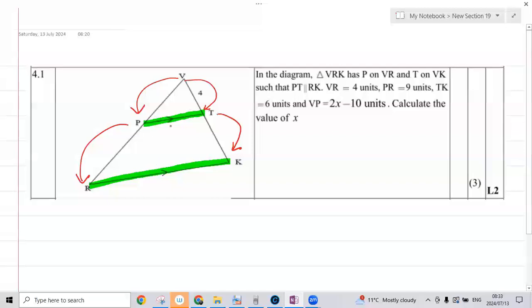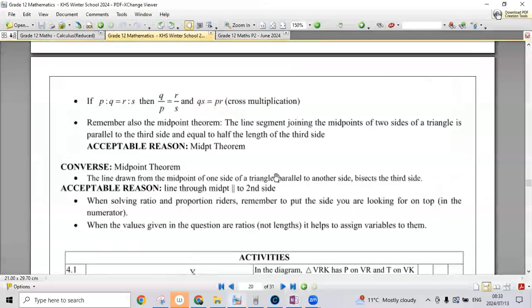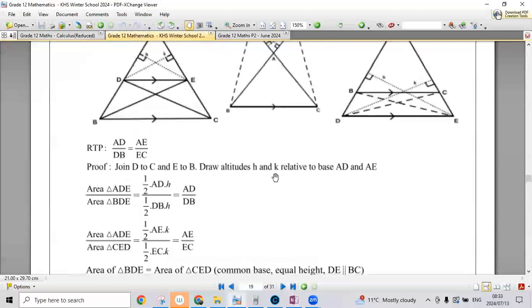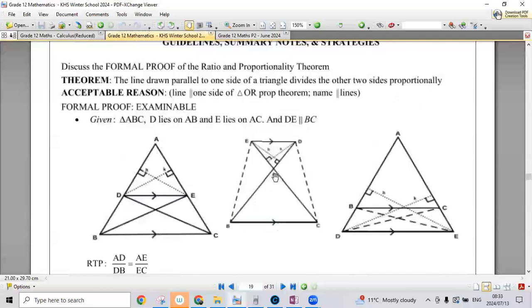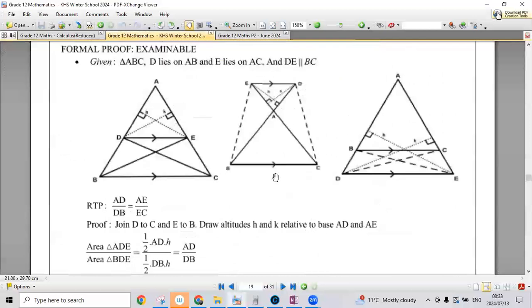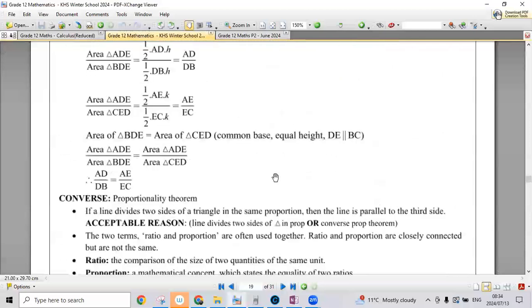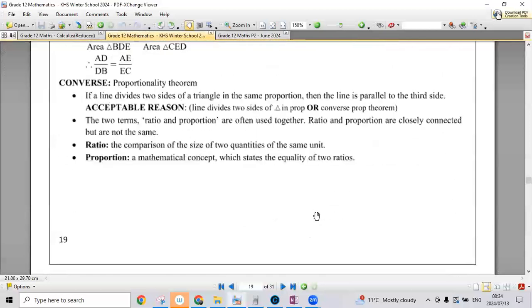I'll repeat that. If two lines are parallel in a triangle, it divides the sides in the same proportion. For example, VT over TK is going to equal VP over PR. And this can be found in our notes, and some of you can quickly go over that. There's the prop theorem. I'm going to look at the proof today as well. And there it is here.